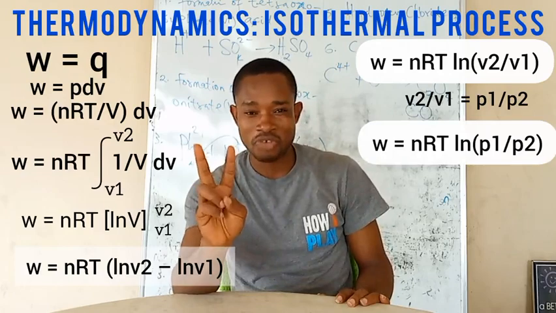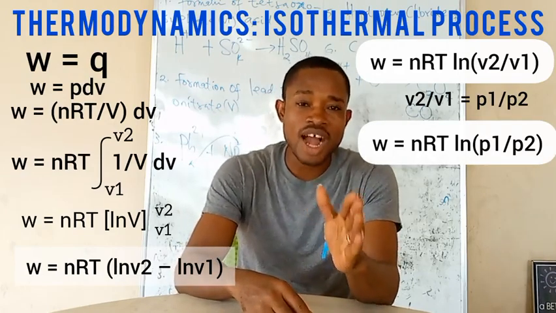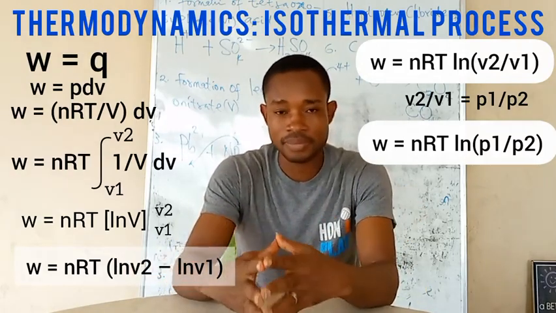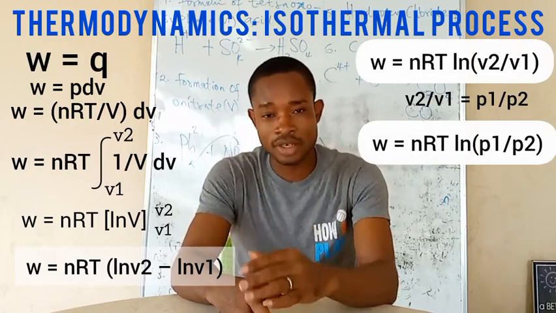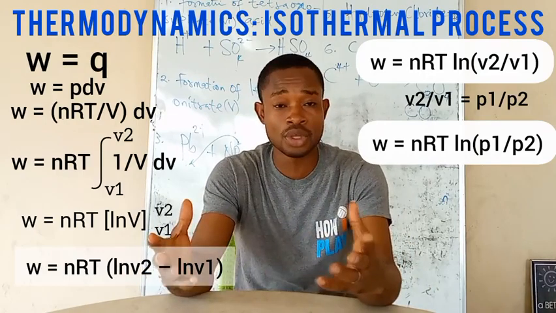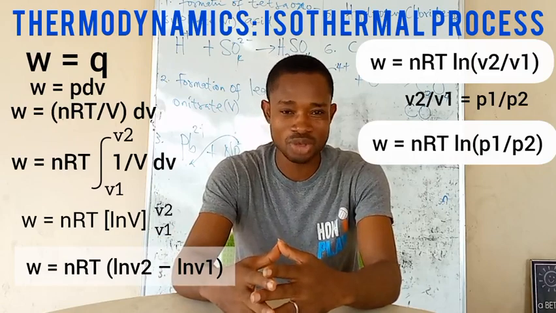We have obtained two formulas. These are the formulas used for calculating the work done in an isothermal process system. W equals nRT ln V2 over V1, or if the problem is given in terms of pressure, it's going to be W equal to nRT ln P1 over P2.